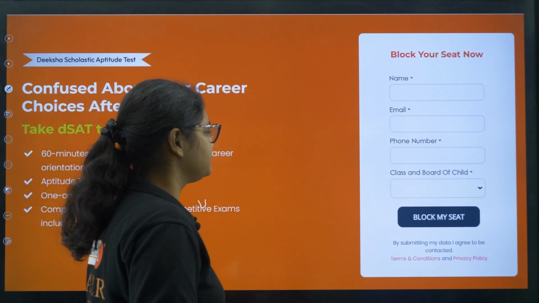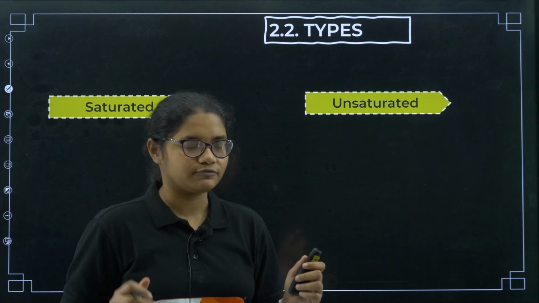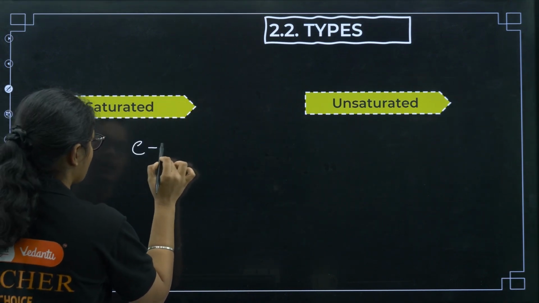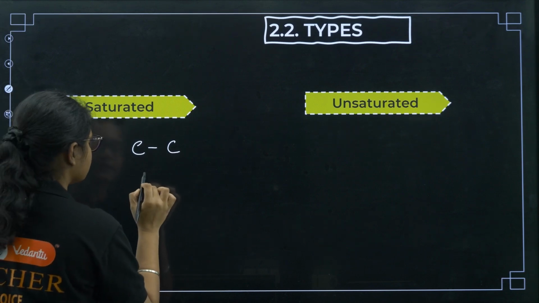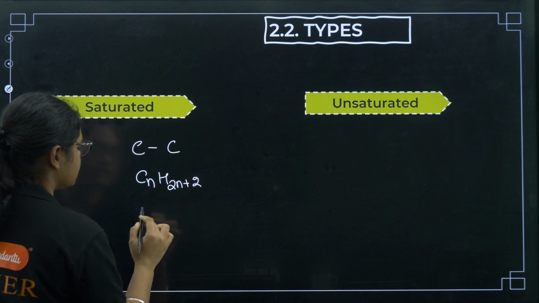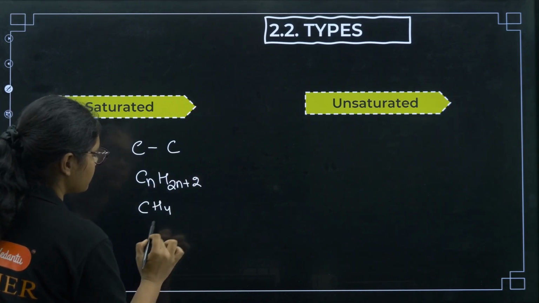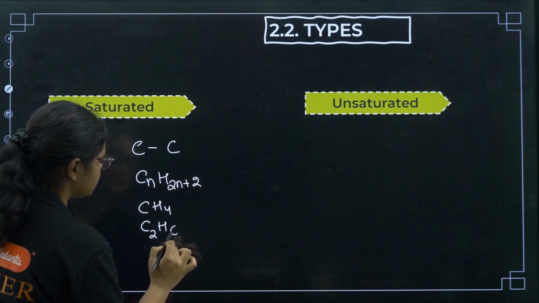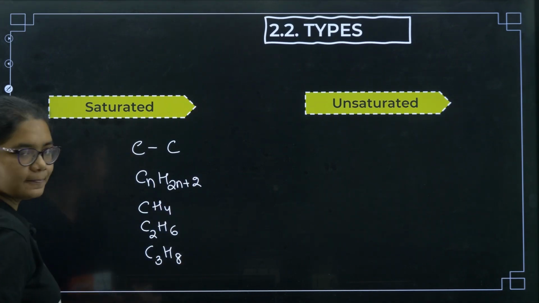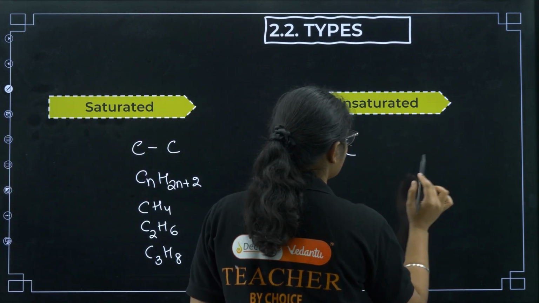Okay, fine. Now coming to types of hydrocarbon, that we have already seen, saturated and unsaturated. So in saturated we have carbon carbon single bond, and the general formula is CnH2n+2. So for example, if I take C1, then what will be the value of H? CH4. C2, then it will be H6, right? 2 2s are 4 plus 2, 6. C3, H8.